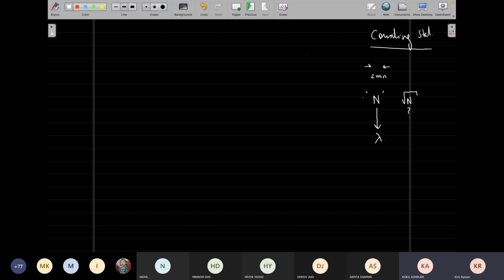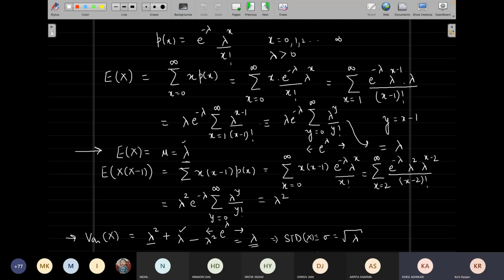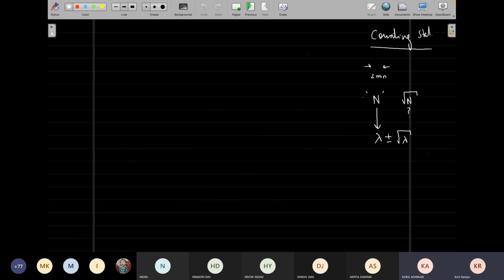And what is the error in the Poisson distribution? That is nothing but square root of lambda. This is what we have seen in the standard deviation problem. So look into this. Standard deviation of the random variable turns out to be square root of lambda. So you basically utilize the knowledge of the Poisson distribution, that the mean is represented by lambda and the standard deviation is represented by square root of lambda.